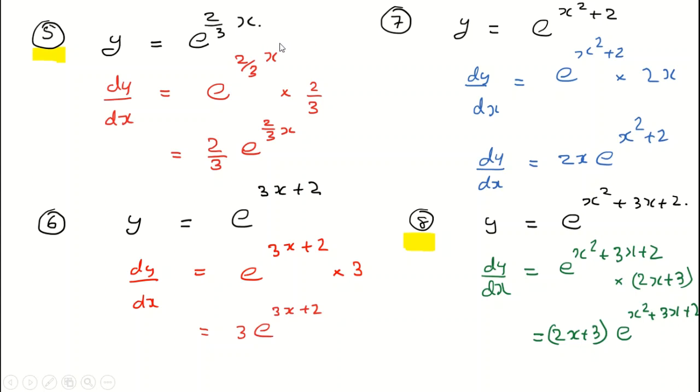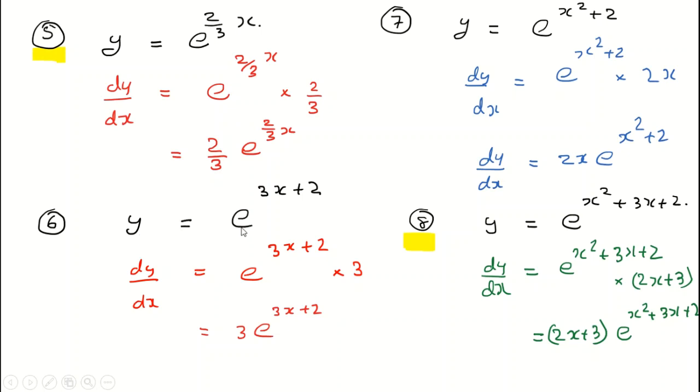We look into some more examples. Y equals e to the power 2 over 3 x. This will give you e to the power 2 over 3 x into 2 over 3, which is 2 over 3 e to the power 2 over 3 x.